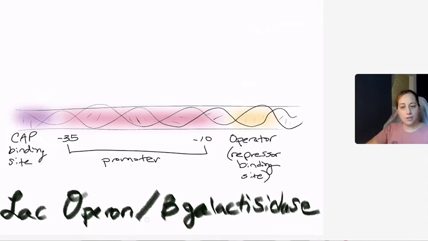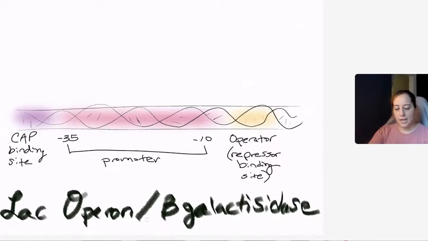So the lac operon is found in bacteria, and an operon is a set of genes that are transcribed or expressed together. The lac in lac operon stands for lactose. And we as humans also consume lactose.